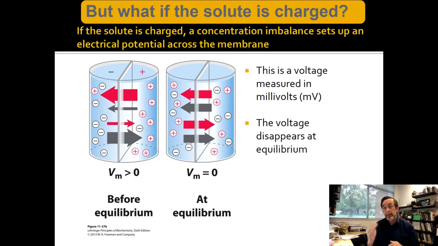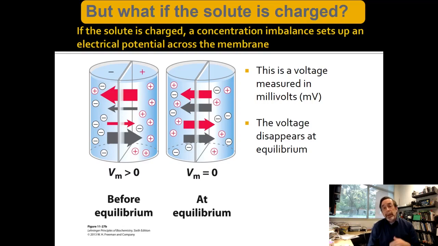RT natural log ratio. But you might think about, what about the case where you have a solute that's charged? Glucose is not charged, and so we only have to worry about concentrations. If the solute is charged, then the difference in charge between the inside and outside matters. And so we have to add another term to our equation. We have a concentration imbalance. We also have an electrical potential imbalance. So it matters what the other charged molecules are.